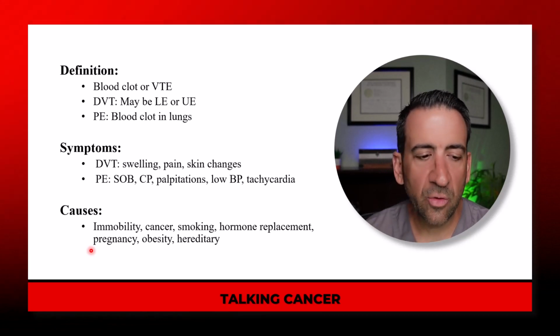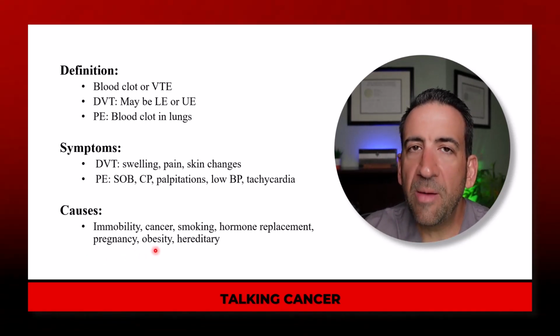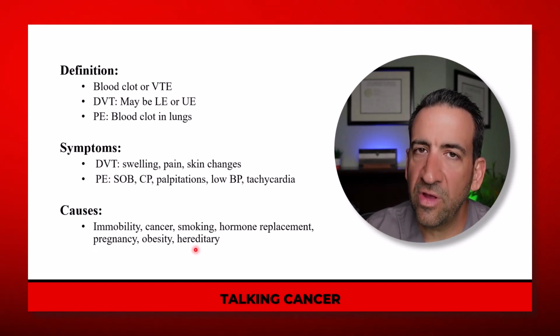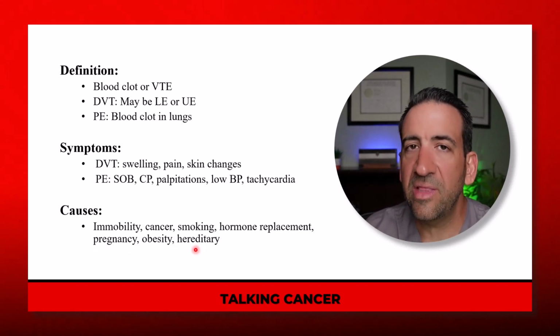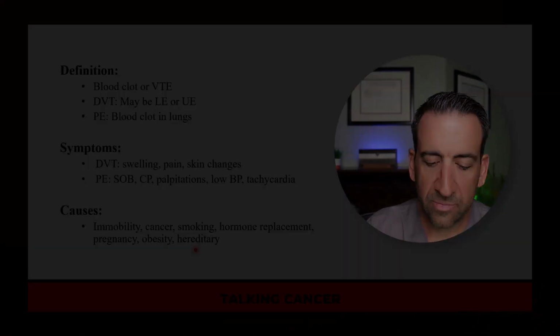Obesity obviously can increase your clotting risk. Now, hereditary. There are some people that may have a strong family history of blood clots. And if that's your case, think that maybe you have a genetic predisposition to forming blood clots.